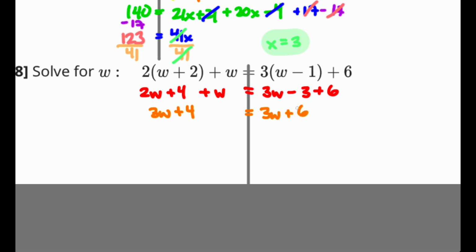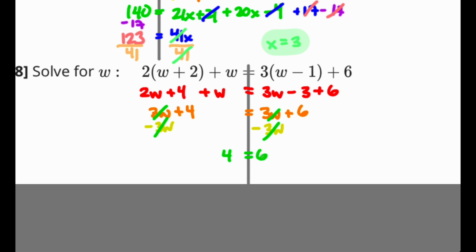Okay, this is where we hit kind of a roadblock. Okay, there's a 3W on both sides. Well, it doesn't matter which side we subtract the 3W from. Let's just say, well, we're going to do it from both sides anyway. Doesn't matter which W you're referencing though, because what ends up happening is you end up with 4 is equal to 6. Now obviously 4 is not equal to 6.